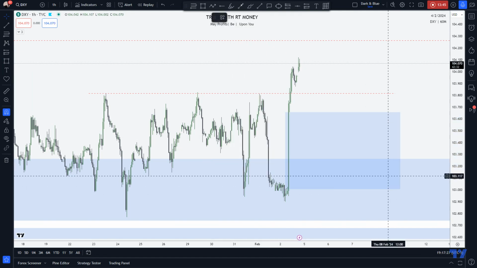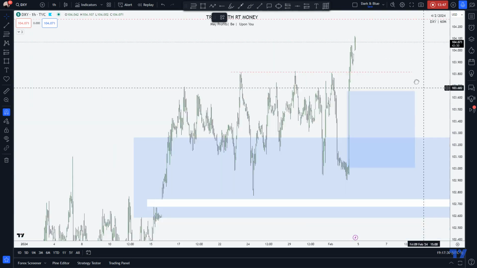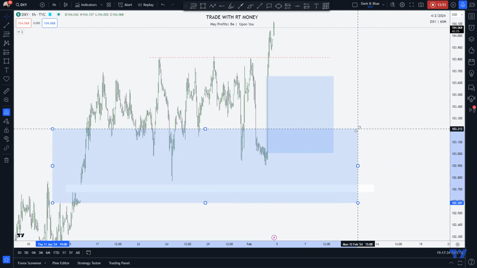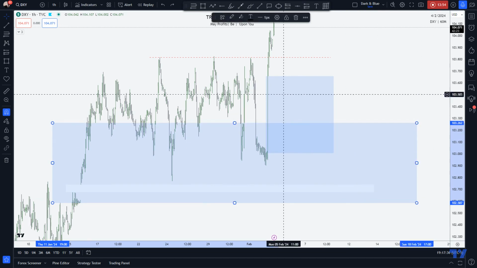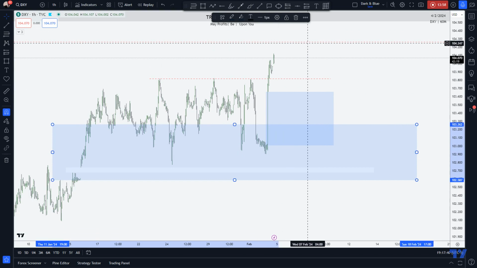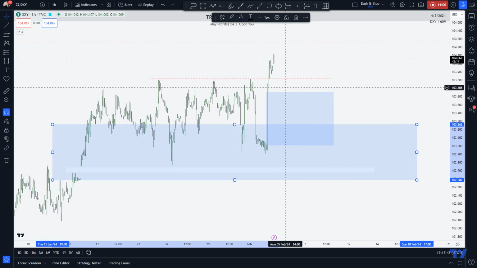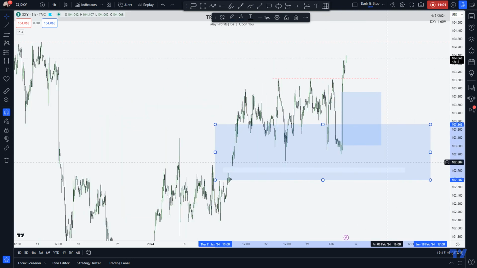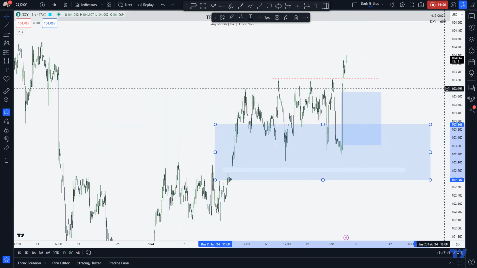Let me just use the band. That's a beautiful fair value gap, and then we have the daily right under it. This is going to be a pretty strong reason for price to respect this fair value gap, because they overlap.